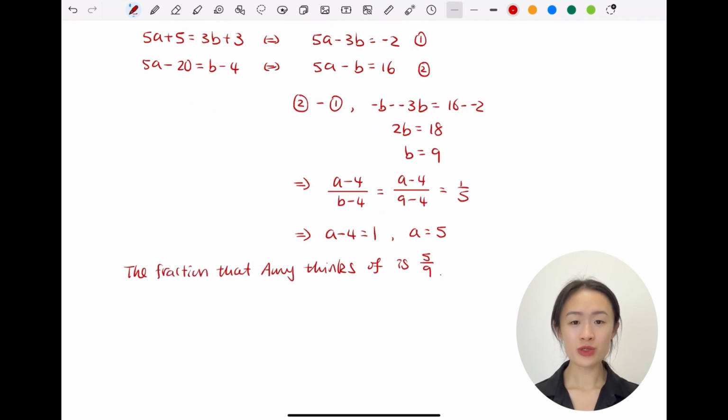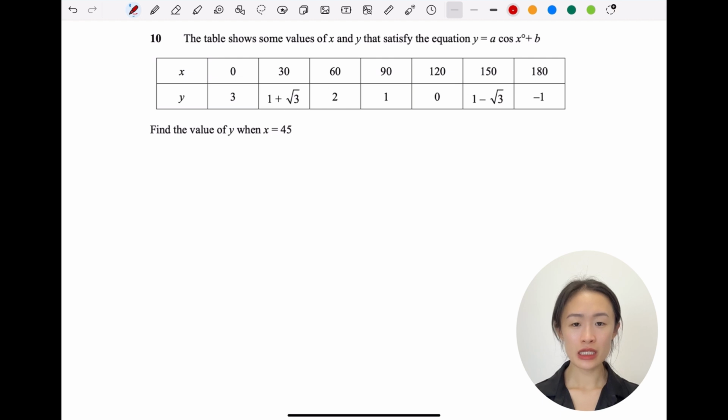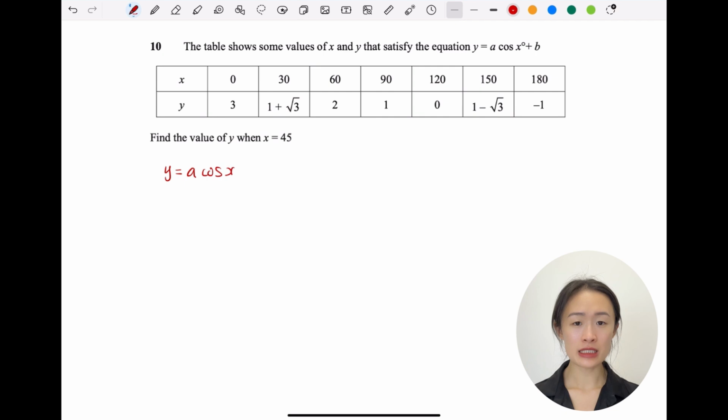Okay, now let's move on to the next question. This question looks more complicated, but actually if you make the right decision, this question is very easy. So the table shows a few values that satisfy the equation y equals a cos x plus b. If x is 0, y is 3. If x is 30, y is 1 plus root 3. If x is 60, y is going to be 2. If x is 90, y is going to be 1, etc.